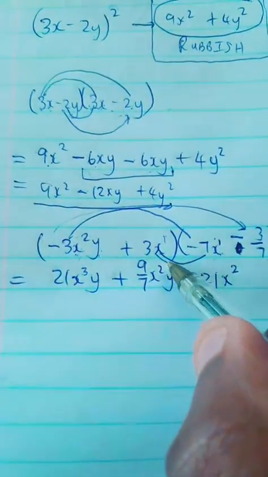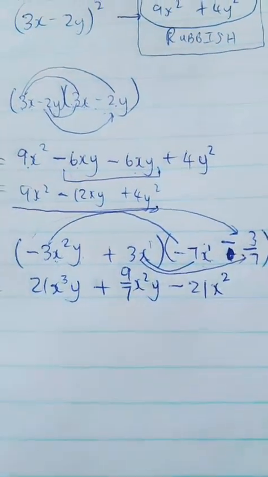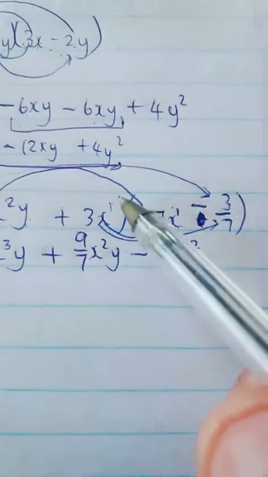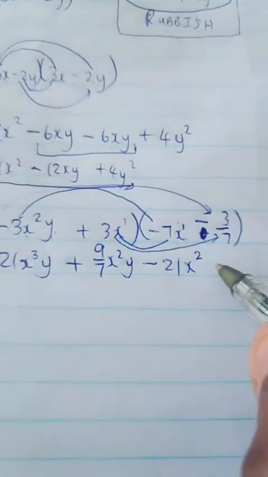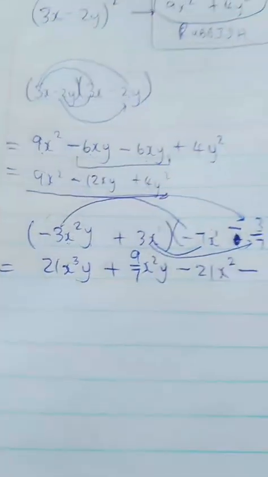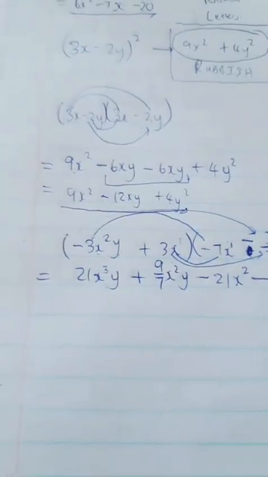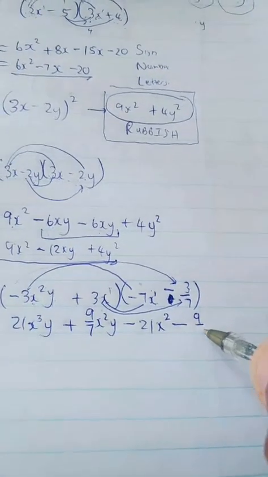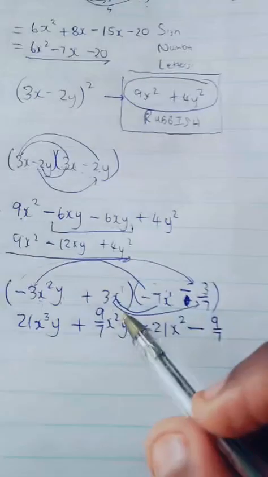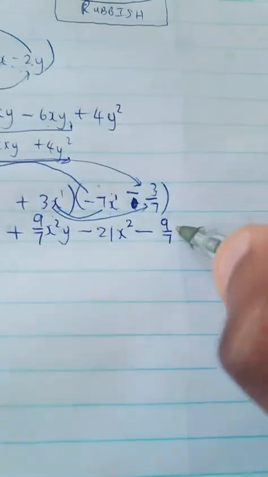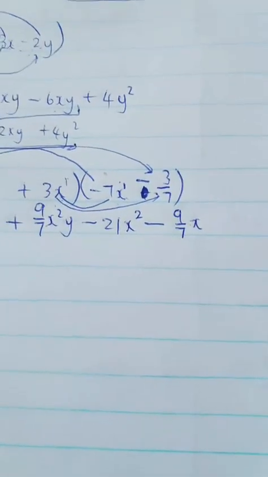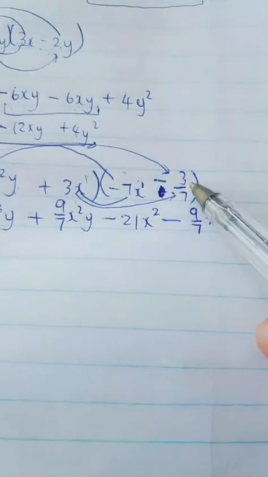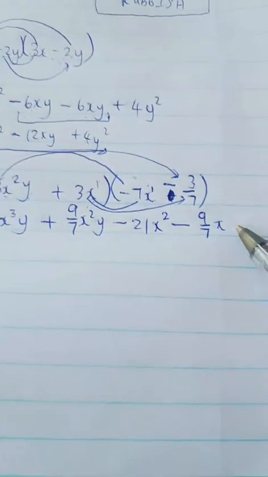Then we take 3x, we multiply by negative 3 over 7. Start with the sign. Positive times a negative gives negative. Then you take your calculator for the number: 3 times 3 over 7. Remember, 3 times 3 over 7 gives us 9 over 7. Then the x, the letter, we write x next door as the variable because there's no other complementary variable of x, so it is what it is.